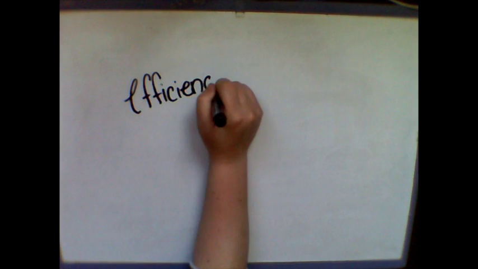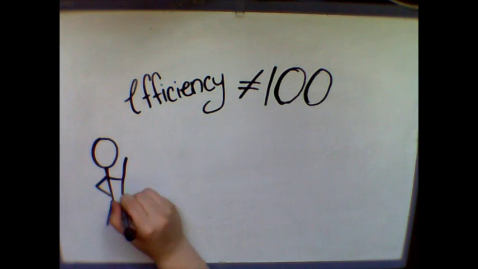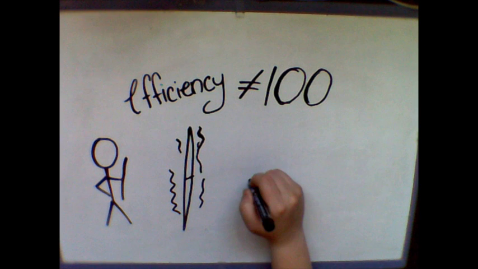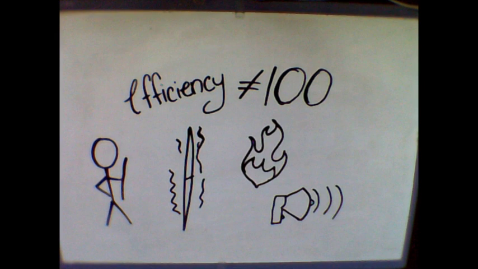The efficiency of the sport's performance will not equal 100%. This is because some of the energy will be lost due to poor form in the vaulter, reverberation in the pole, and also in heat and sound energy.